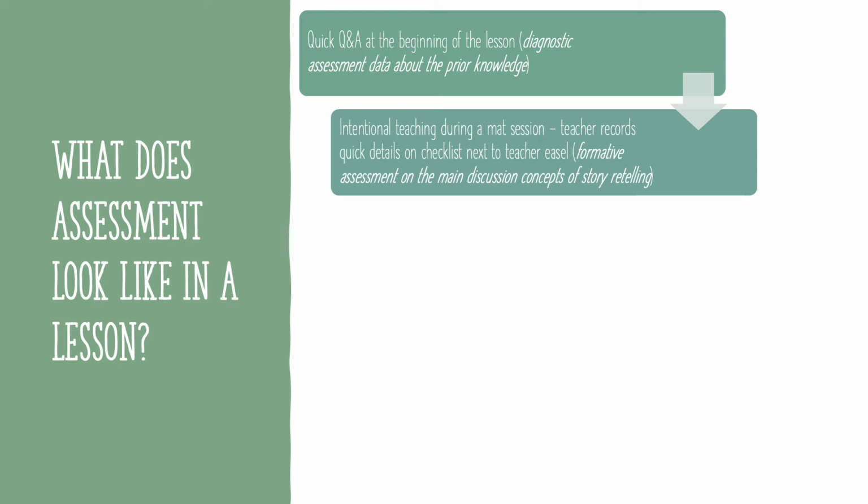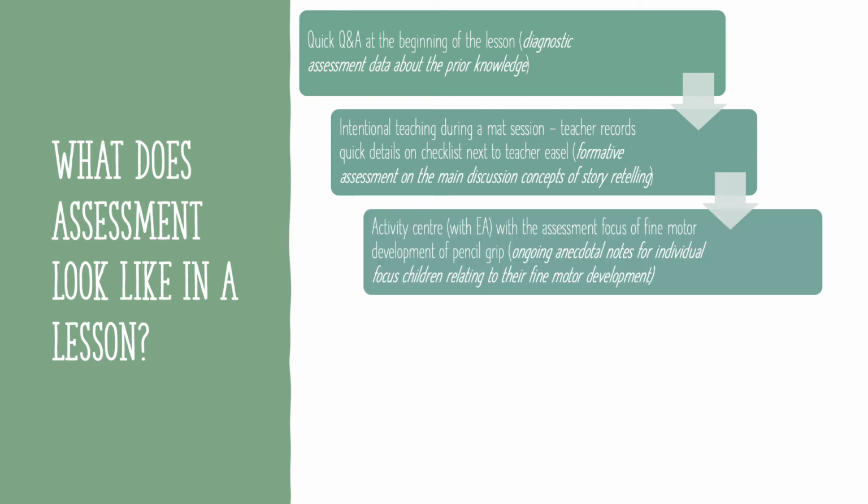Now, I then have my intentional teaching during a math session. So I've got my easel, I'm explaining a new concept to the kids, I'm drawing different ways that I form my CVC words and so on. And so I might have a little checklist next to my easel, and I've got some little notes down about the different children and how they responded. Doesn't have to be on every single child that I do, but I might have my 4 or 5 kids that I'm a little bit worried about, so I'm recording some notes about them. So that's my formative assessment on our main discussion topic.